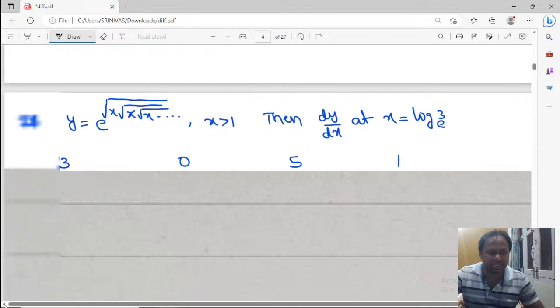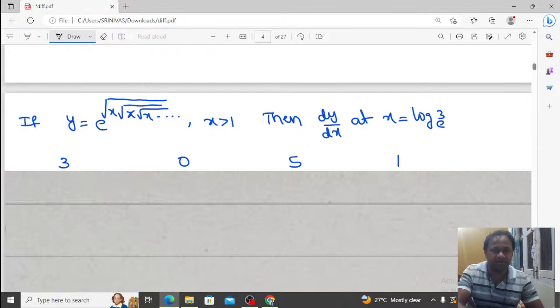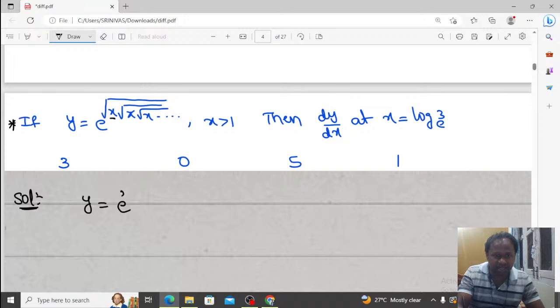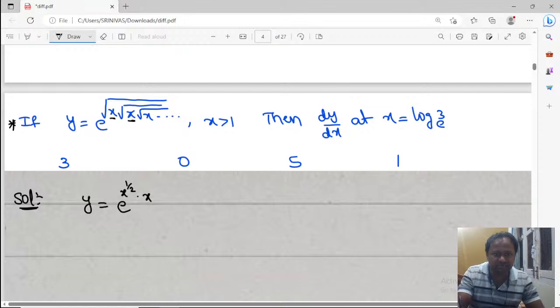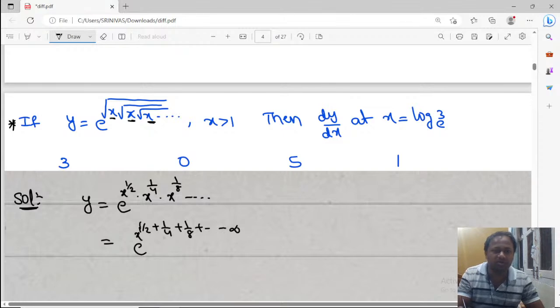Okay, this is a little bit of a different question. See this, it is also very easy. y is equal to e power, this x we can write as x power 1 by 2, into this x we can write as x power 1 by 4, this x we can write as x power 1 by 8, and so on. So that is equal to e power x power 1 by 2 plus 1 by 4 plus 1 by 8 plus and so on up to infinity.